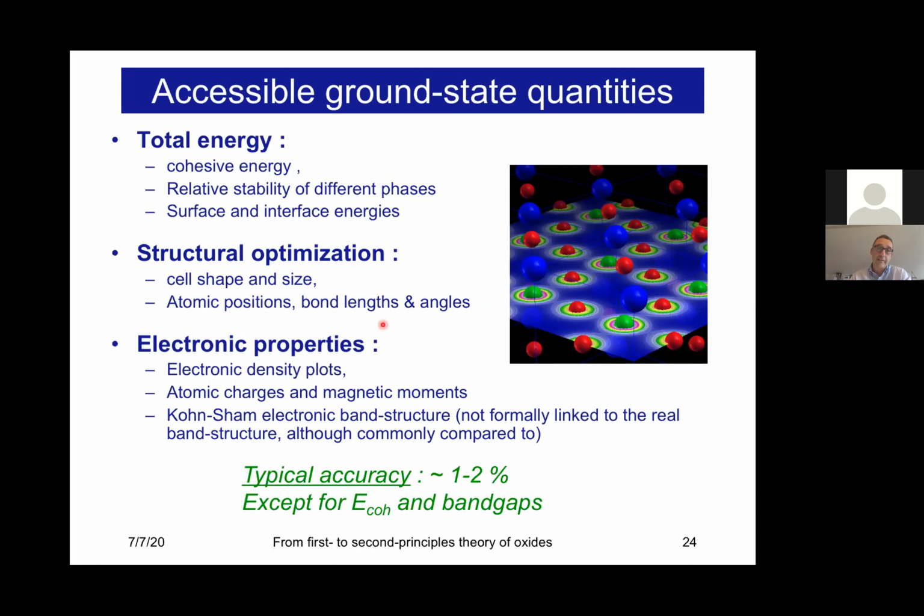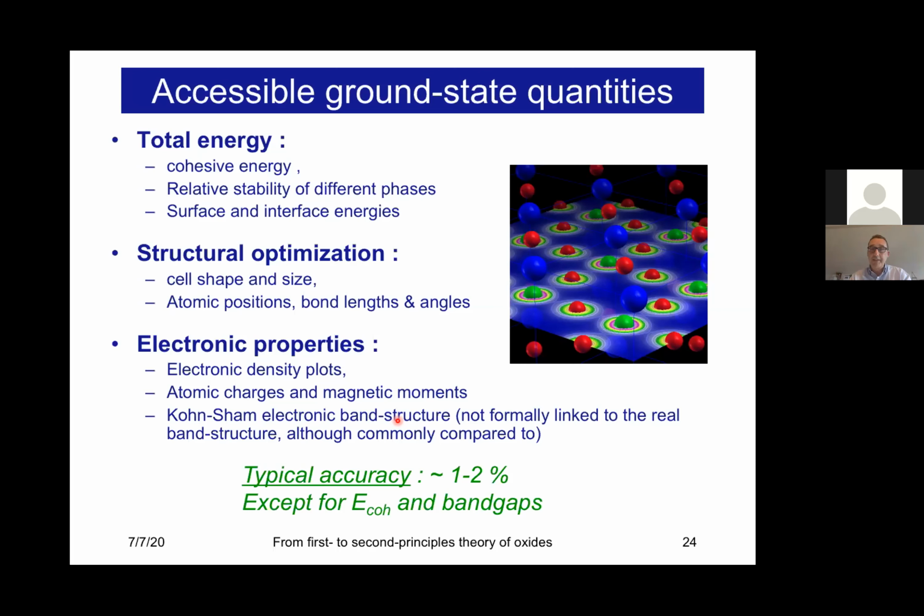And we can also access some electronic properties. So we can make some electronic density plots like here for bismuth titanate. We can access the atomic charge, the magnetic moments. We can also plot the Kohn-Sham electronic band structure, although we should keep in mind that there is no formal link to the real band structure a priori, because the Kohn-Sham band structure is the epsilon I mentioned before. So basically the eigenvalue of the fictitious system of non-interacting particles and not the eigenenergy of the interacting particle. And that's really the purpose of GW, to move from this to the real things.